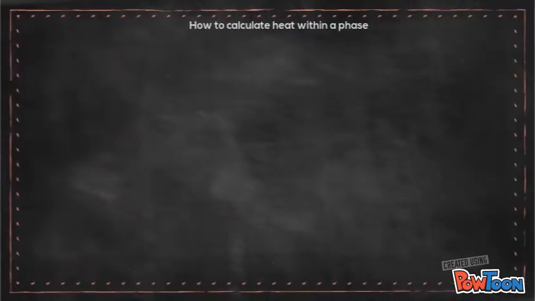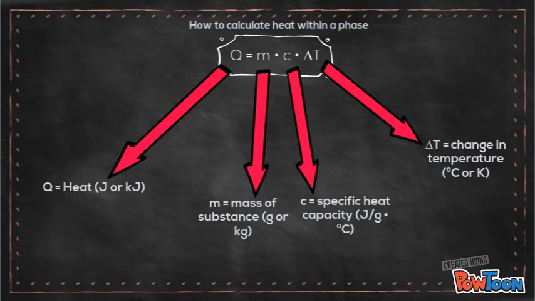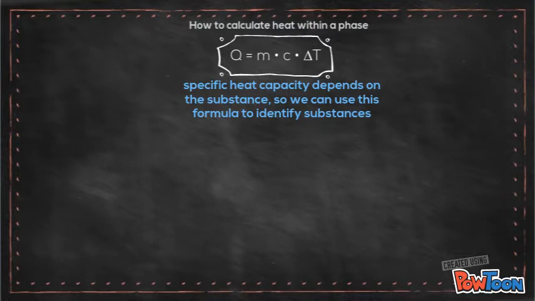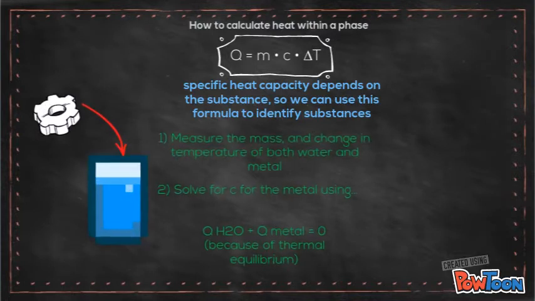To calculate heat energy within a phase, you use the formula Q equals mc delta T. Q stands for heat energy, M stands for mass, C stands for specific heat capacity, and delta T is the change in temperature. Since specific heat capacity differs for every substance, we can use this formula to identify different substances.